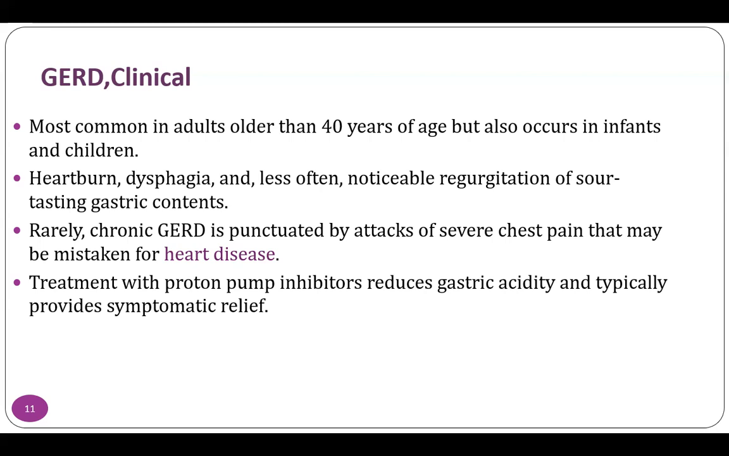For the treatment of reflux disease, it's better to avoid whatever causes an increase in abdominal pressure if we can. Many times we give some antacid. Sometimes proton pump inhibitors work very well in usual cases of reflux. You have a question?